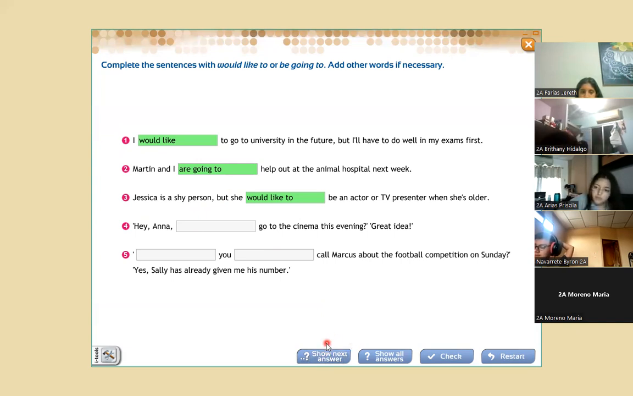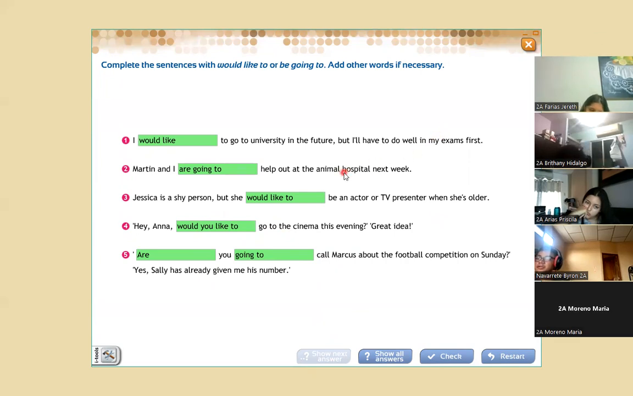Number 4. Hey Anna, would you like to go to the cinema this evening? Great idea. Okay, would you like to go? It's an invitation. Okay, number 5. Are you going to call Marcus about the football competition on Sunday? Yes, Ali has already given me his number. Okay, very good. Remember, would like is a personal invitation, or maybe also would like to be or to go is an expectation. In this case, you say are going to or be going to, like the future, okay?